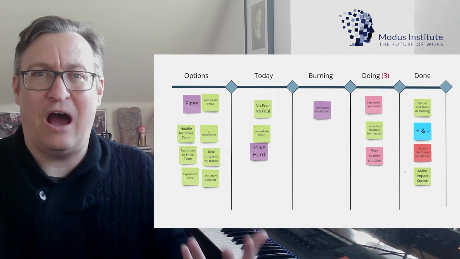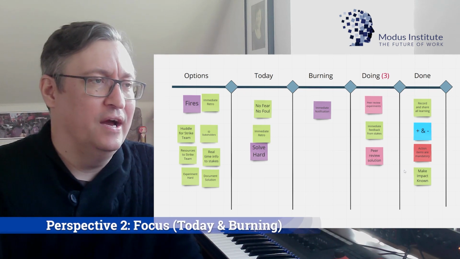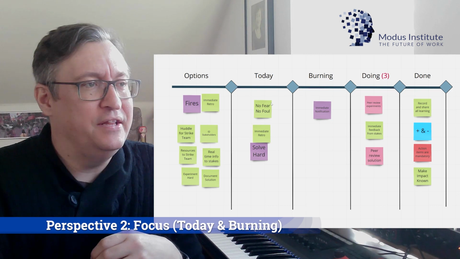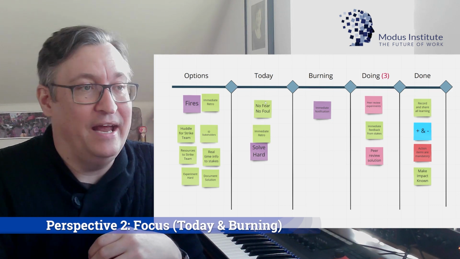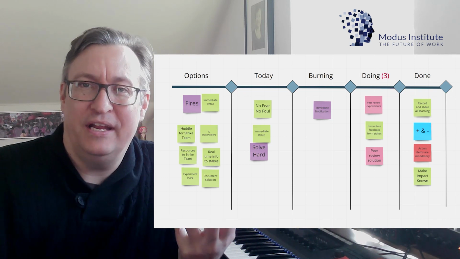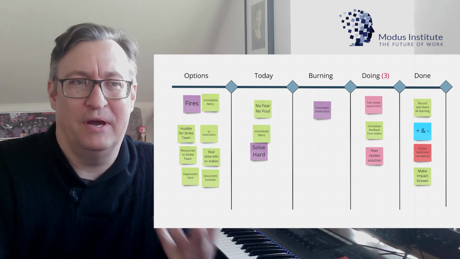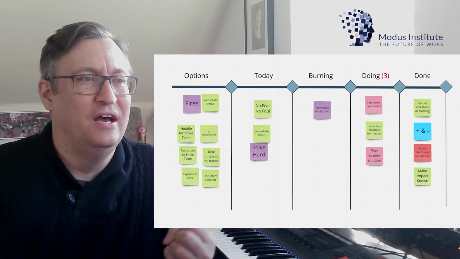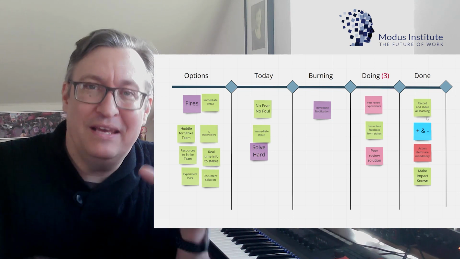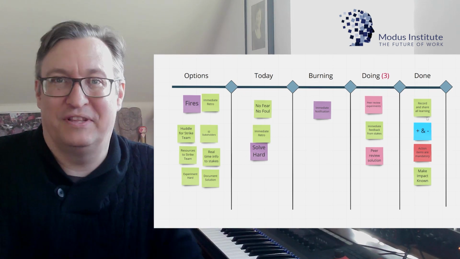Okay, next, focus. How do we want to focus on things? This is slightly different. We have a whole bunch of things that we could be doing today, and these are the things that we want to get done today. And then this is the thing that I've been procrastinating about, that I don't particularly want to do, or that my boss or my peers will kill me if I don't get done. So this is kind of my burning object.